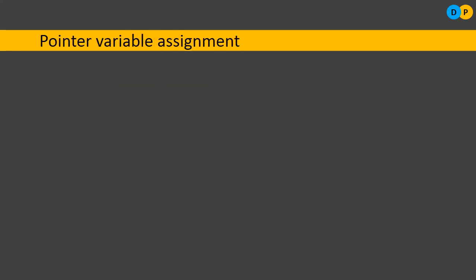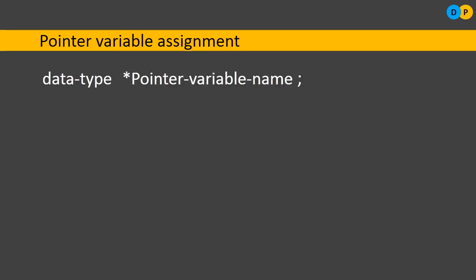Next, pointer variable assignment. What do we mean by pointer variable assignment? As I told you, a pointer is used to hold the address of another variable. So if we are using a pointer variable in our program, then we need to point that pointer variable to some other variable so that it can hold the address. That procedure will be described here. How are we going to assign it? Please notice here, first we consider the data type, followed by the pointer variable name, followed by a semicolon. This is the syntax of a pointer variable declaration.